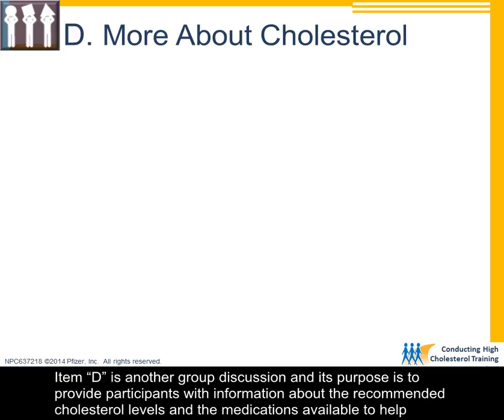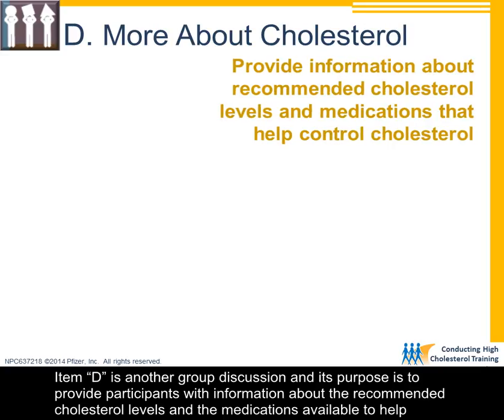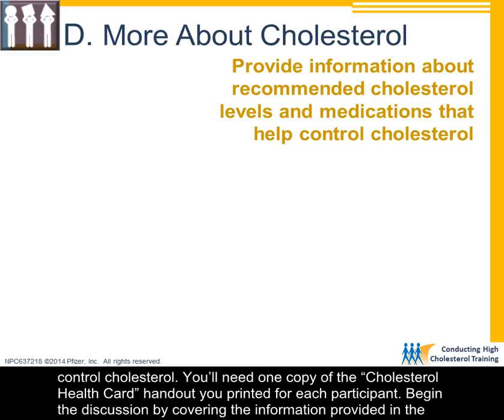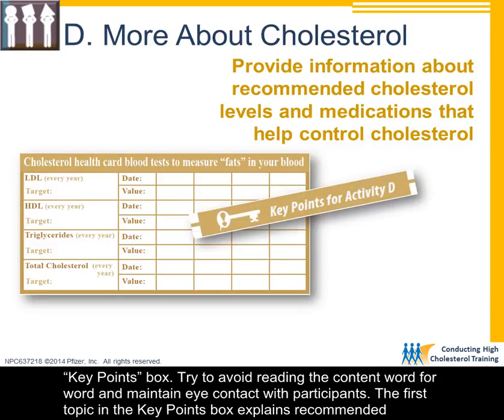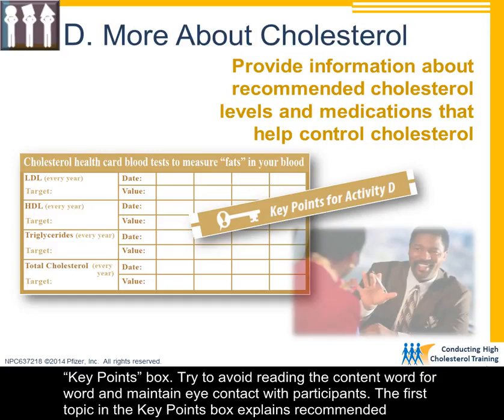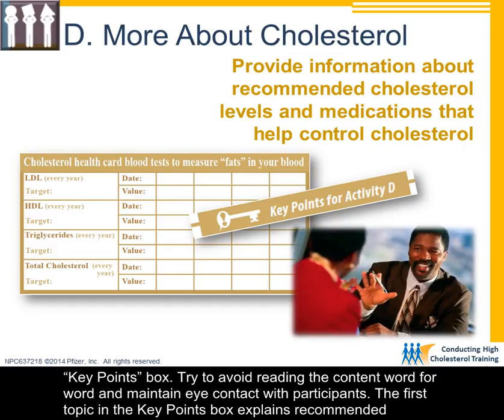Item D is another group discussion, and its purpose is to provide participants with information about the recommended cholesterol levels and the medications available to help control cholesterol. You'll need one copy of the Cholesterol Health Card handout you printed for each participant. Begin the discussion by covering the information provided in the key points box. Try to avoid reading the content word for word and maintain eye contact with the participants.